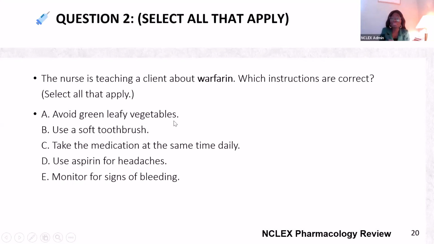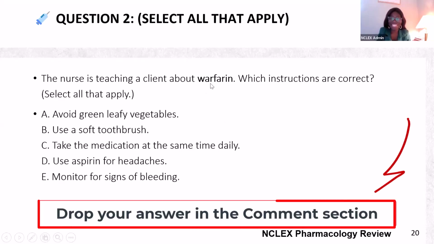You are teaching a client about warfarin. What instructions are correct? A, avoid green leafy vegetables. B, use a soft toothbrush. C, take the medication at the same time daily. D, use aspirin for headaches. E, monitor for signs of bleeding. So let's go. What's the answer? Let's go.